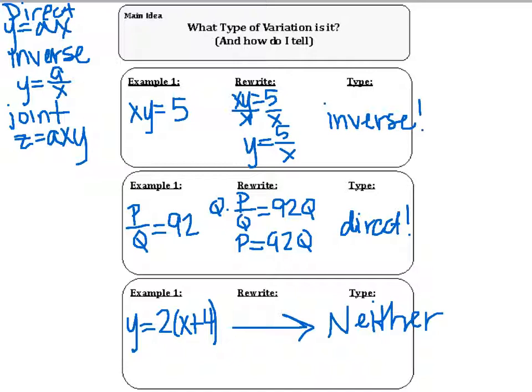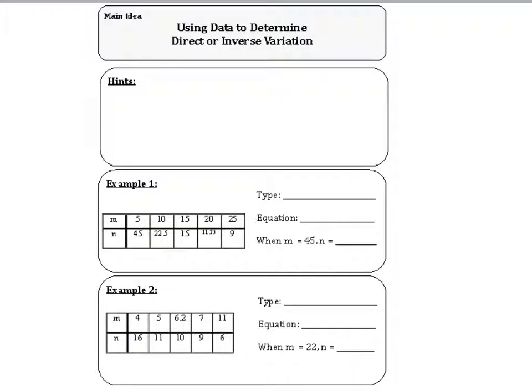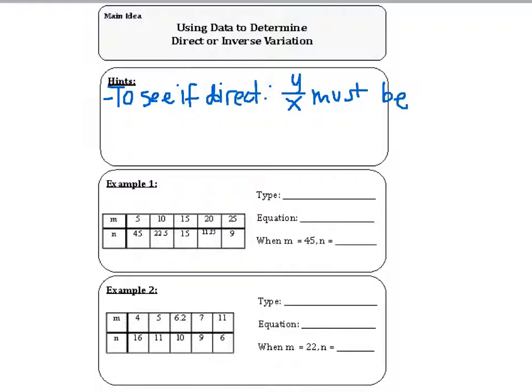Okay. Now let's look at the other. Using data to determine direct or inverse variation. So a couple of hints. If you're looking at a table to see if it's direct, y divided by x must be constant. So if you do y divided by x for all of the ordered pairs, that should be constant if it's direct.